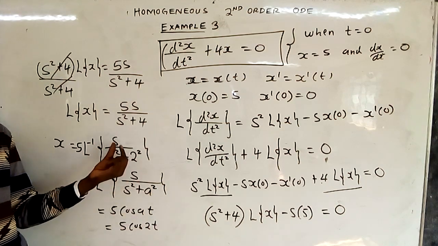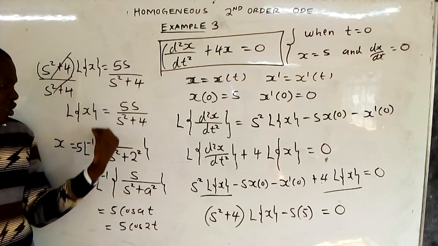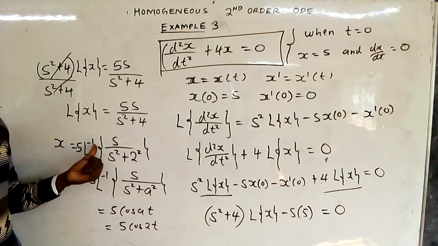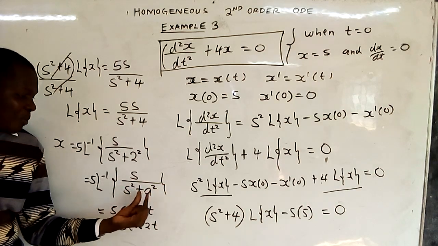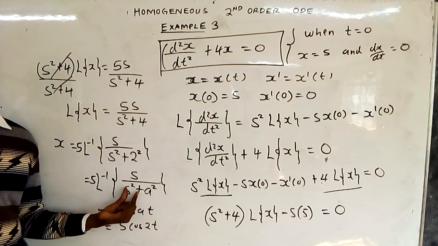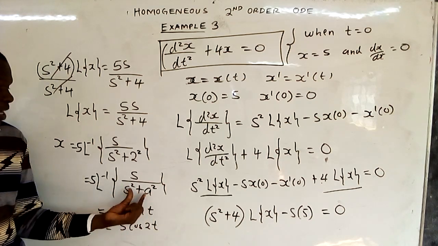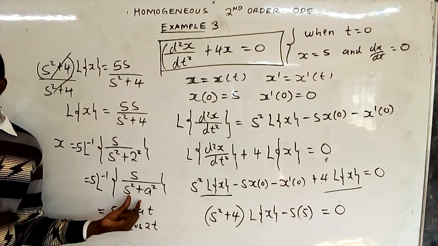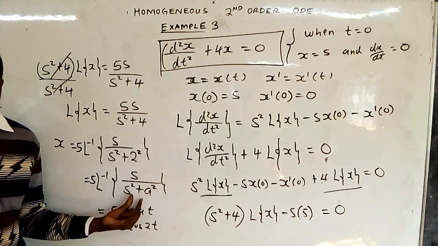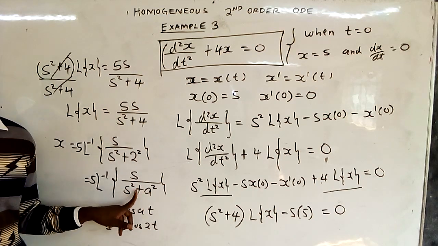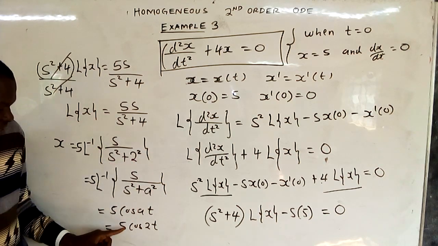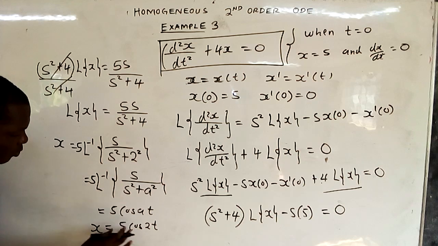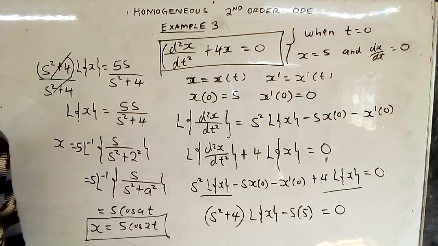Because you knew very well here, you have 5s over s squared plus 4. 5 is a constant, you factorize it out. You remain with the Laplace inverse of s over s squared plus 2 squared. But you know that is s over s squared plus a squared, which is the Laplace of cos at. If you look for the Laplace of cos at, you get this. If you look for the Laplace inverse of this, you go back to your cos at. You remember this a squared, so it means your a is 2. So you get the final answer, the particular solution x to be 5 cos 2t using the Laplace transform.